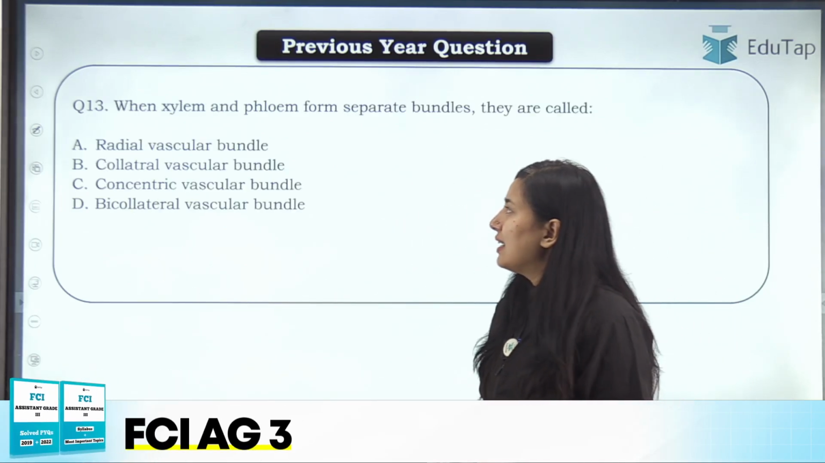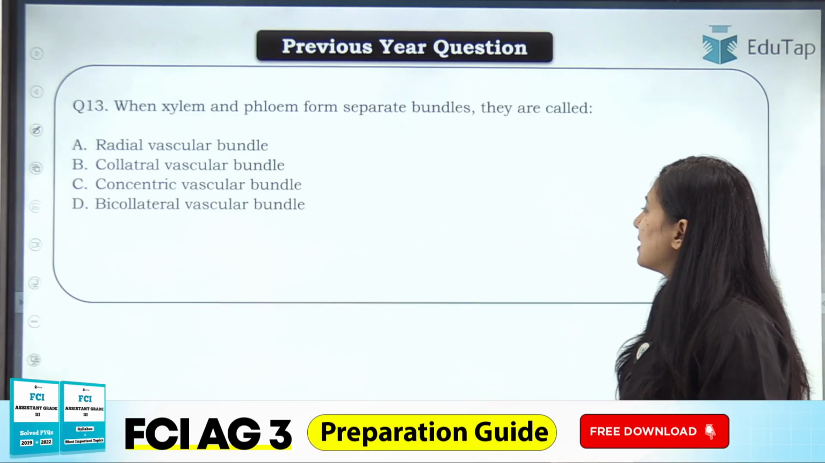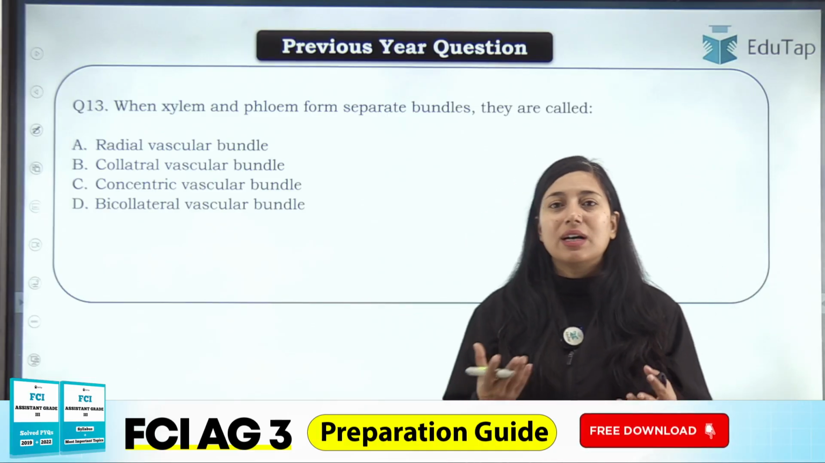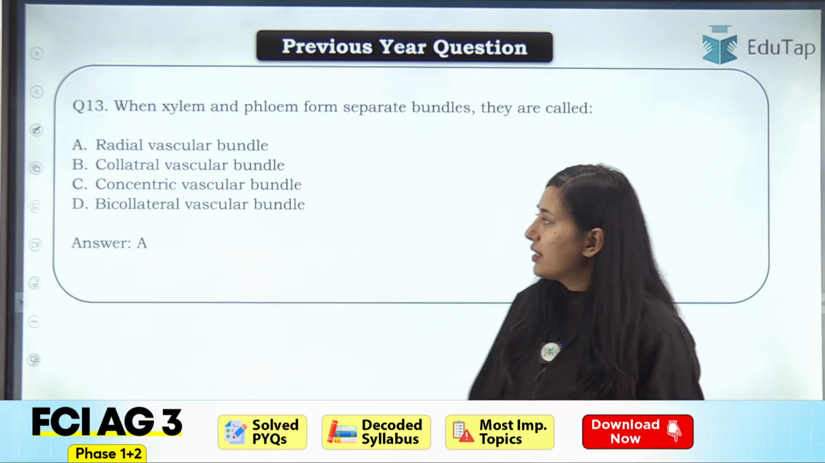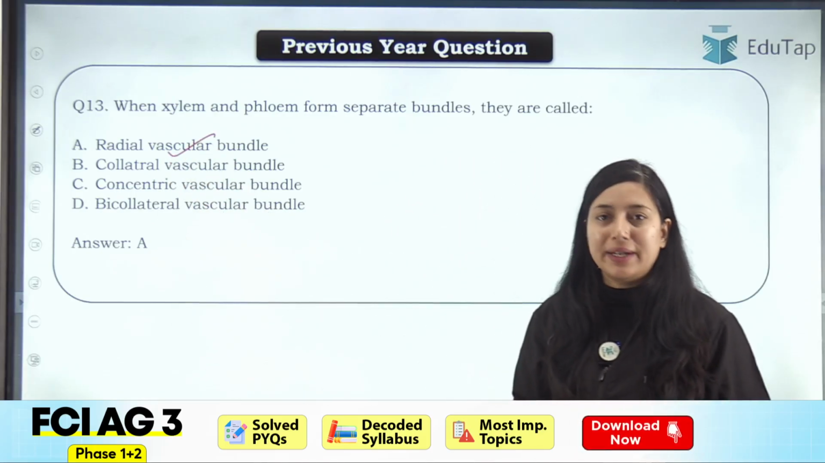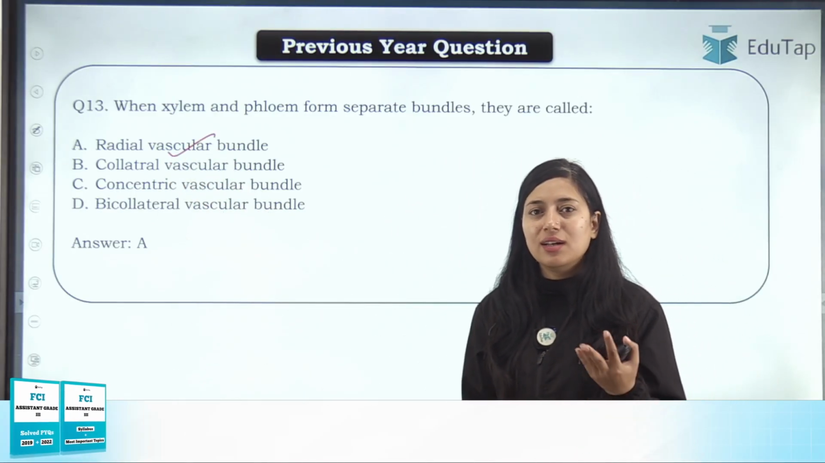Next is when xylem and phloem form separate bundles, they are called. Okay, so again a question from botany. So when xylem and phloem form separate bundles, it is your radial vascular bundle. Okay, it is called radial vascular bundles.